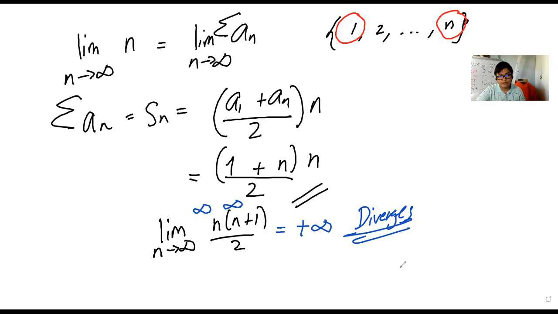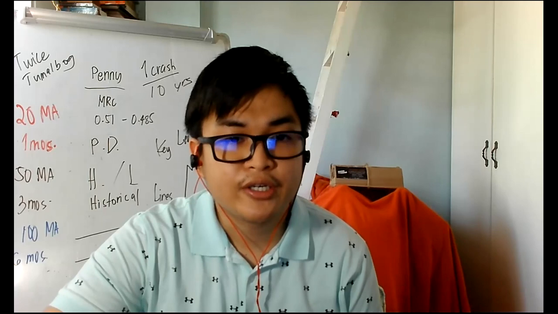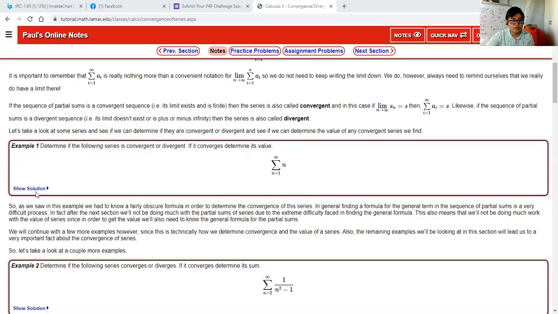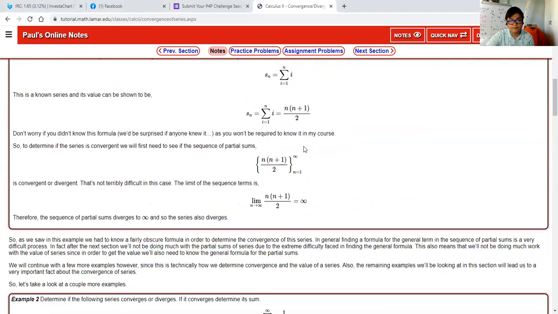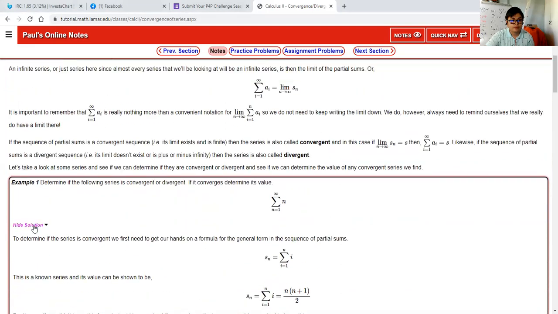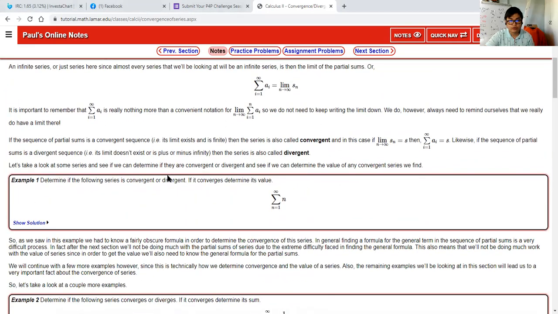So let's look on another example. Pero tingnan muna natin kung tama ba yung solution natin. Share screen. Show solution. Oh, tama. Mukha naman tama, di ba? N plus 1 over 2. Alright. So ano pa tayo, isa pang solution or isa pang problem.